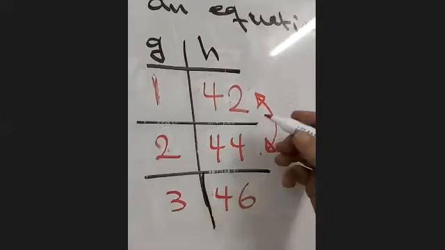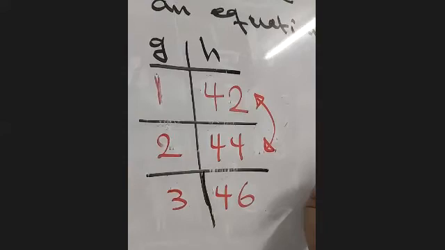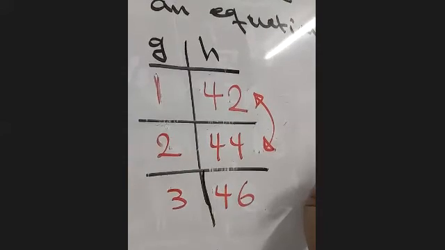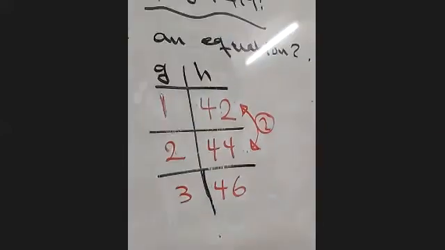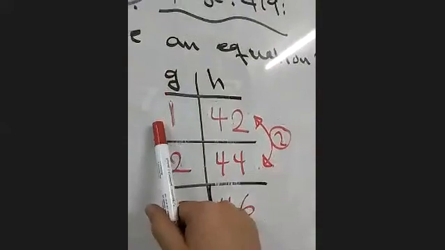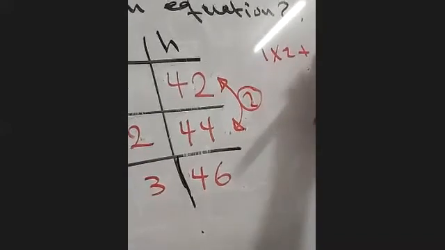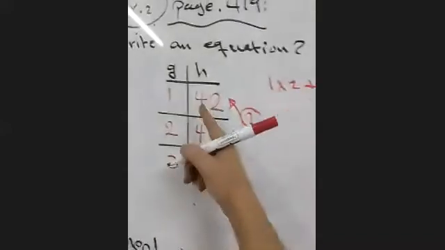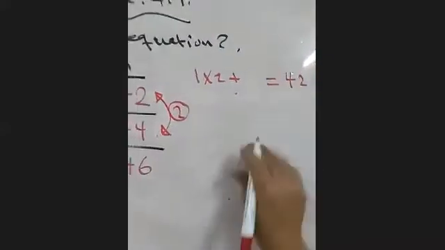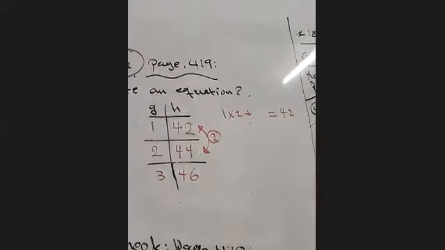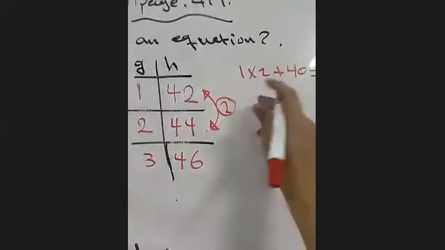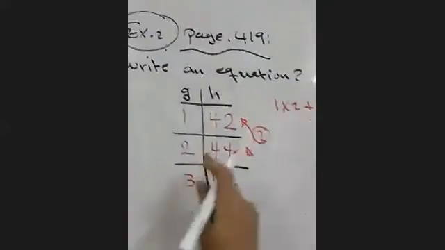Now we subtract: 44 minus 42, how much? Equals 2. We put 2 and put a circle around it. See? Now, 1 multiply 2, how much? 2. Plus what to be 42? Plus 40. 1 by 2 is 2, plus 40 is 42.